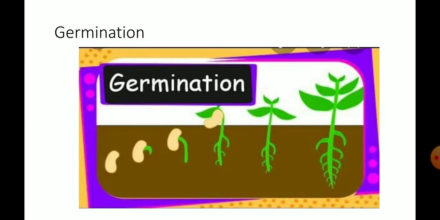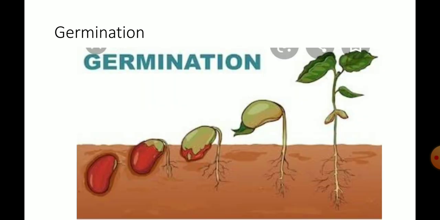Next topic, germination. The seeds grow into new plants under the right conditions. These conditions are the presence of air, light, warmth and an optimum amount of water. In order to grow a seed into a plant, it needs a lot of things: air, light, warmth and water.